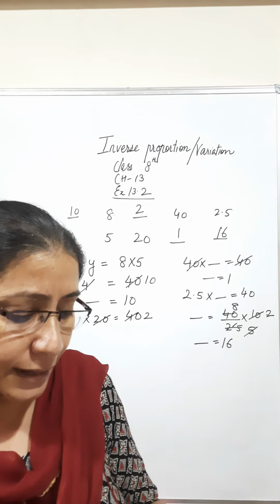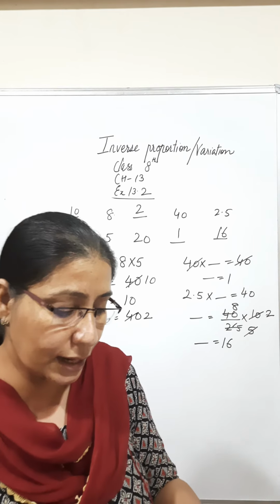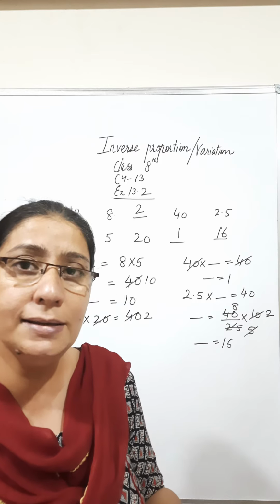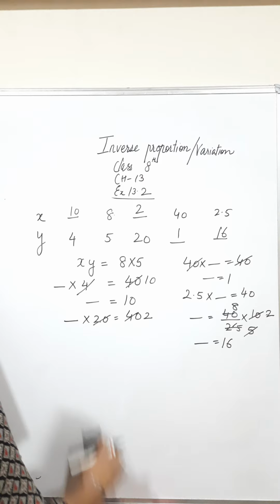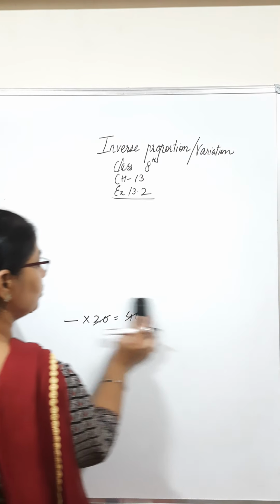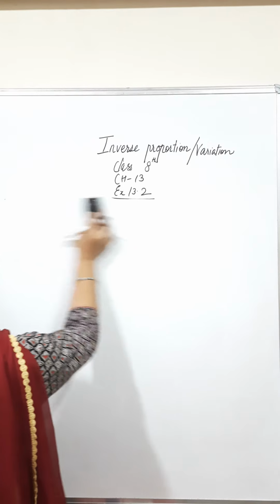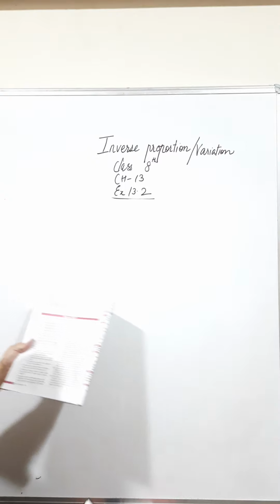Speed of the bus and the time taken to cover a certain distance. Of course, if the speed is more, the time taken will be less. If the speed is less, the time taken will be more. Now here comes the method of solving the sums. How to get to the solutions? This is a common method as we have done in the previous exercise. We will follow the same pattern here.